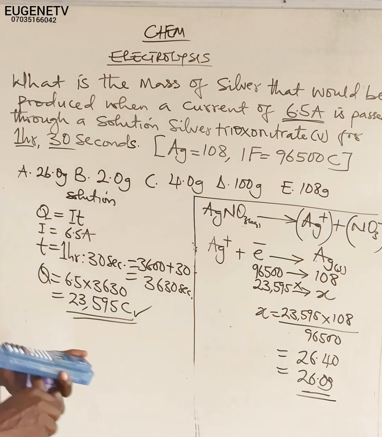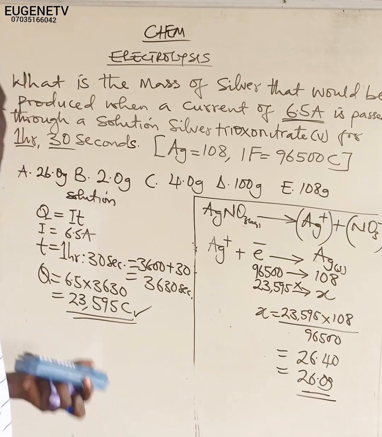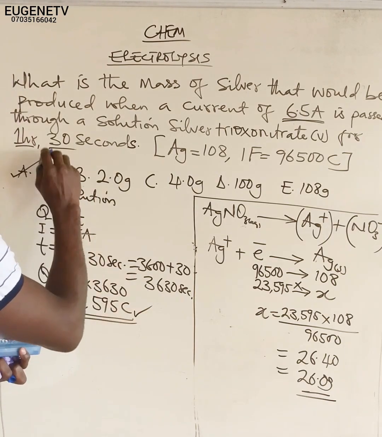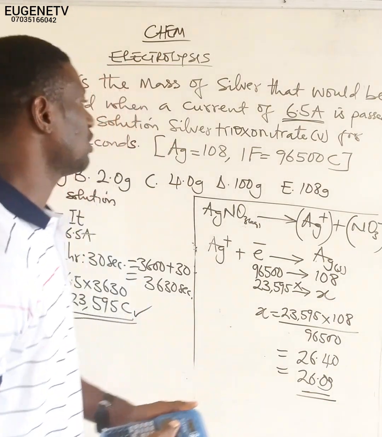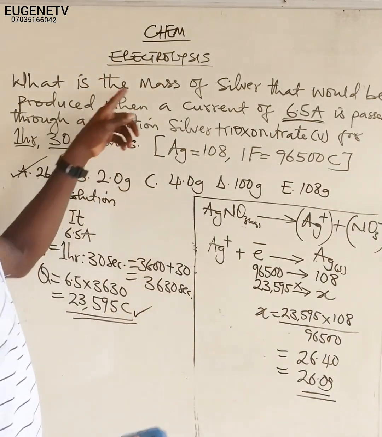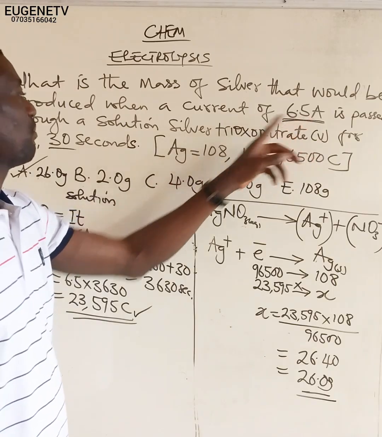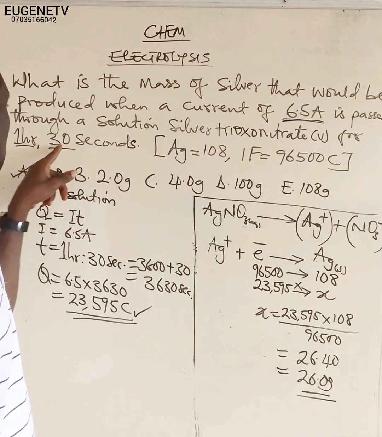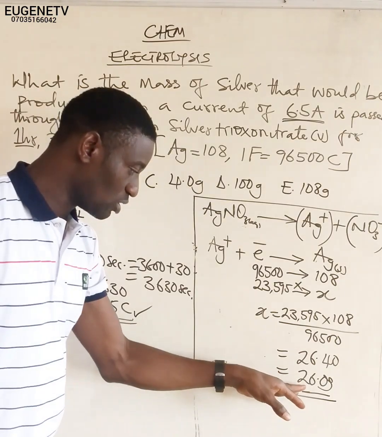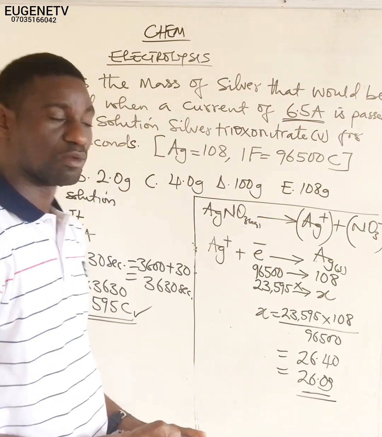So you can see from our working here, from our calculation, the correct option is option letter A. Option letter A is the correct answer. So the mass of silver metal that will be produced when a current of 6.5 ampere is passed through a solution of silver trioxonitrate(V) for 1 hour 30 seconds is going to be 26.0 grams.